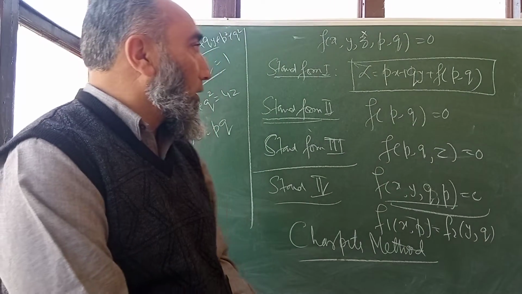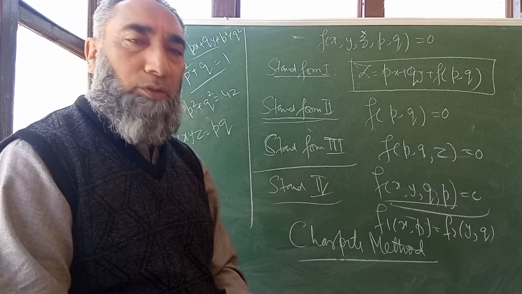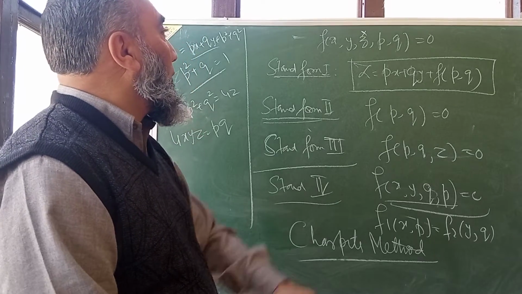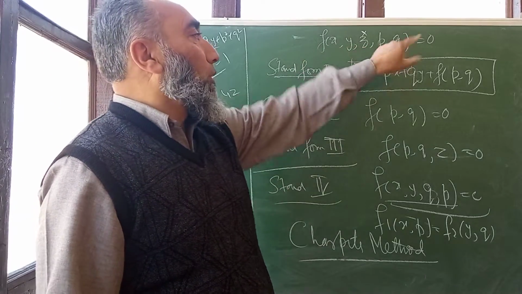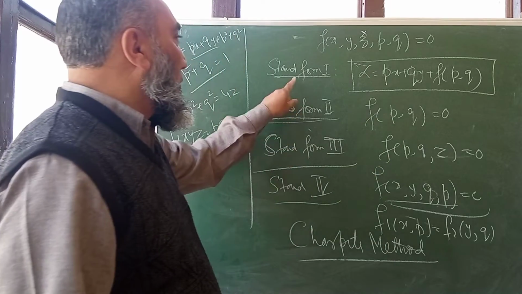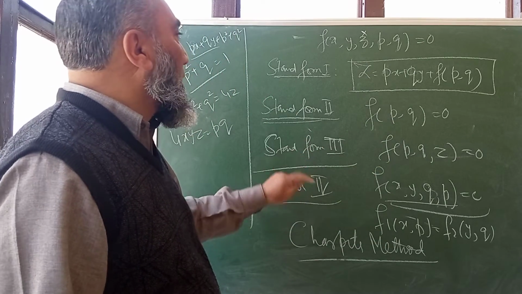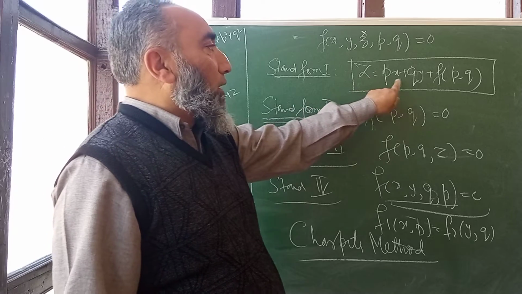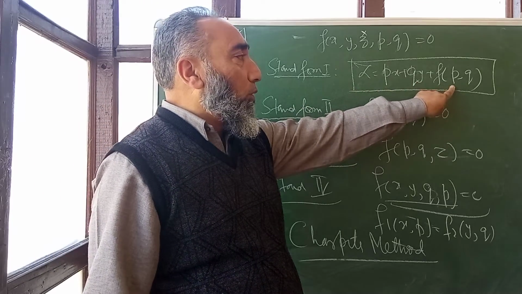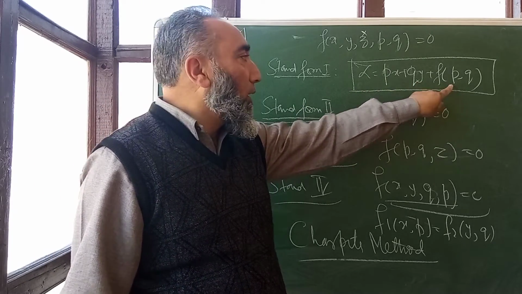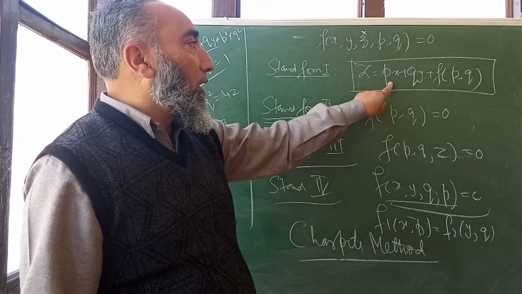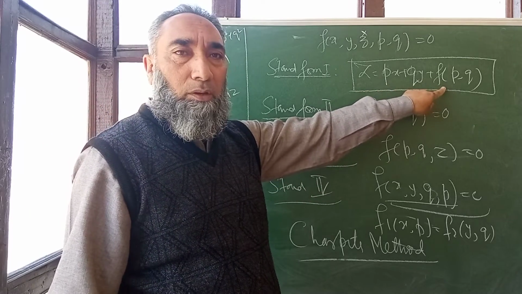So, students, I was talking about non-linear partial differential equations f(x, y, z, p, q) = 0. I have already told you that there are four standard forms. When z = px + qy + f(p, q), which is known as Clairaut's form, its solution is given by z = ax + by + f(a, b).